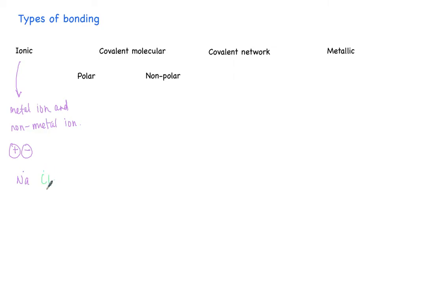Okay, so if we look at our quintessential example of sodium chloride, we've got the sodium, which has one electron in its outer energy level, and that is going to be transferred to chlorine's valence energy level. Okay, and that is going to result in a positively charged sodium ion and a negatively charged chloride ion. And what is going to form is a lattice structure.